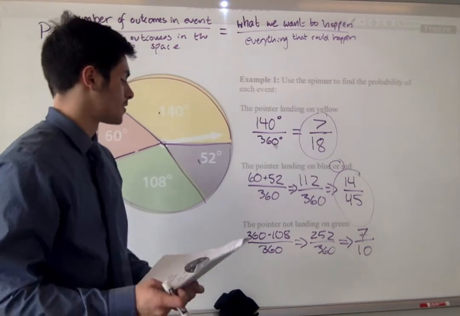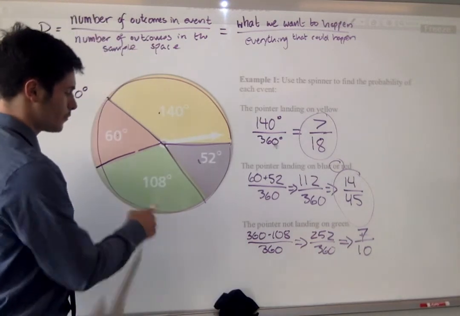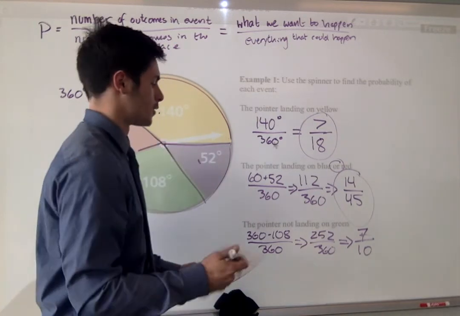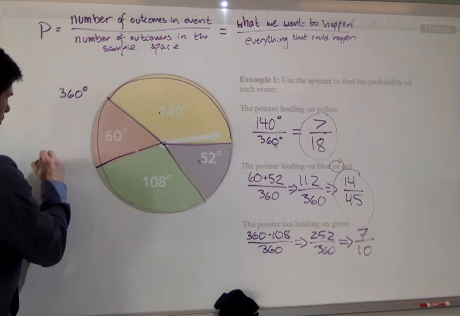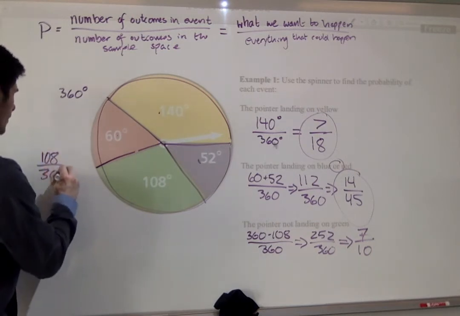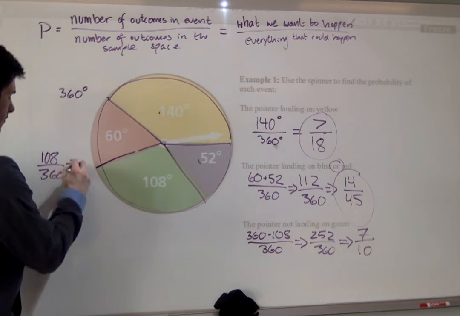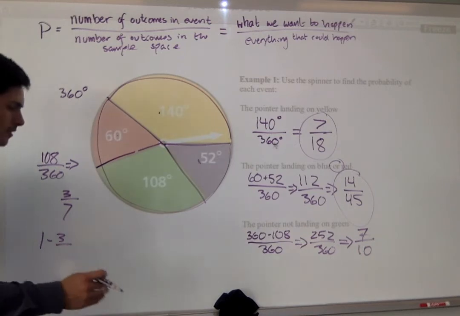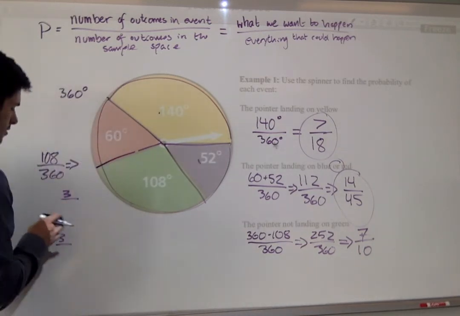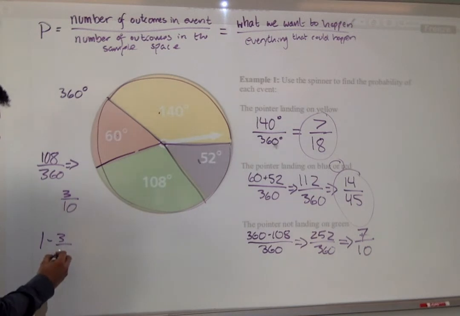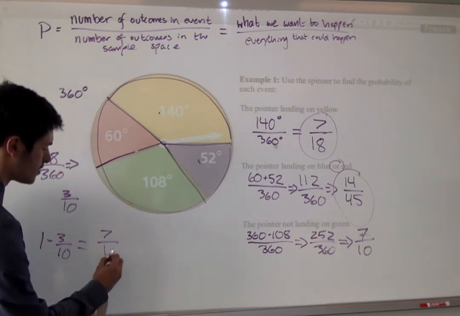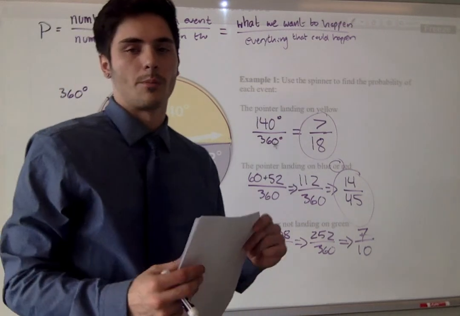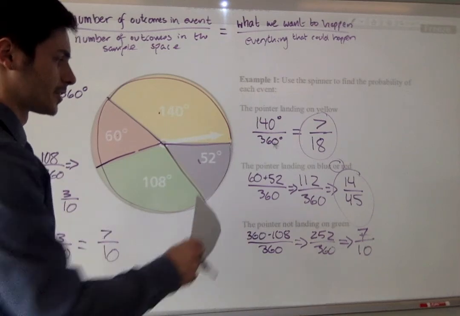The other way we could do this is by finding the probability of landing on green, and then doing 1 minus that. So for example, that would be 108 over 360, which gets us to 3/10. I'm so sorry, 3/10. Then 1 minus 3/10 equals 7/10. So this is the probability of it landing on green. 1 minus that would be the probability of anything else. And you'll notice that they're the same.